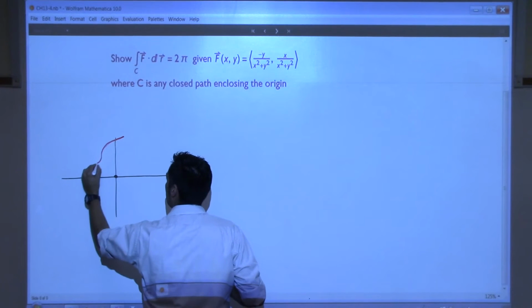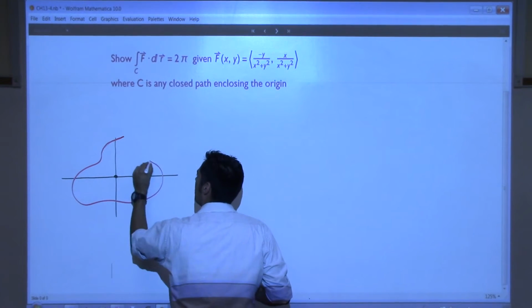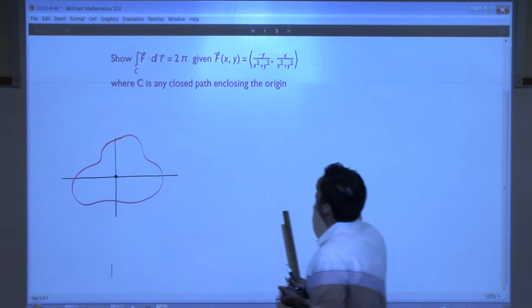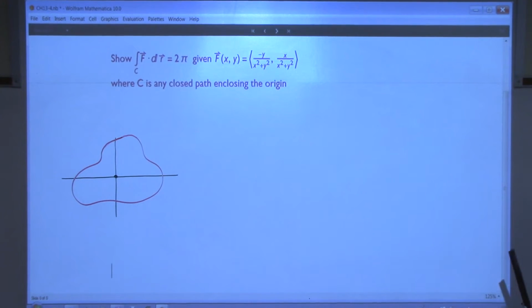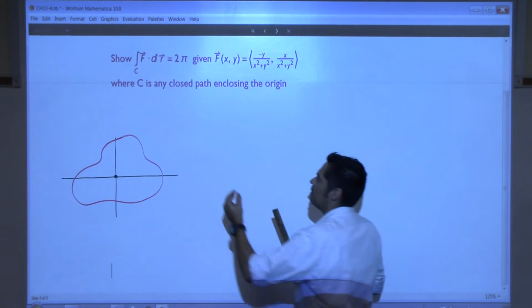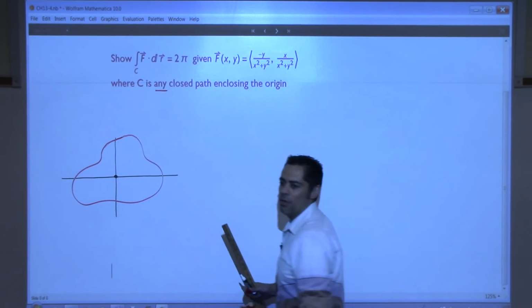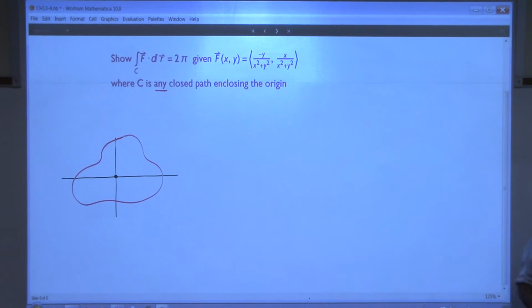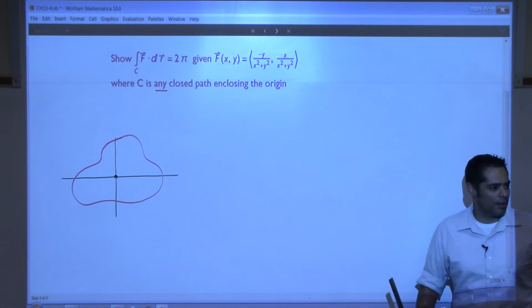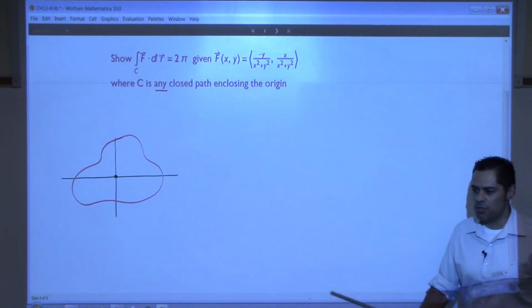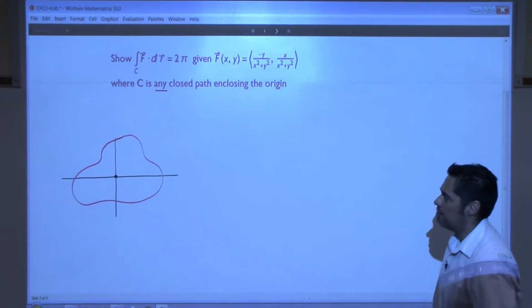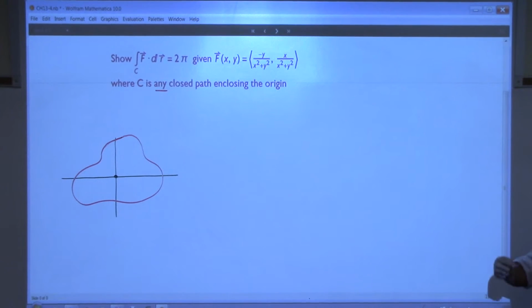All right, so if I take any closed path that encloses the origin and do the line integral over that path, it's going to be 2 pi. But the key word in the problem is that you're supposed to show this happens for any curve. So how can you possibly do that? I mean, you can't check all the curves that enclose the origin, can you? You can't. I'm about to use what we just derived a second ago.